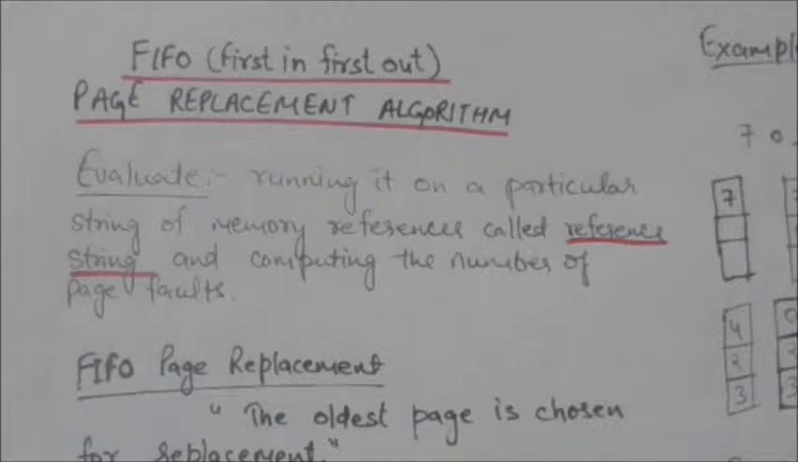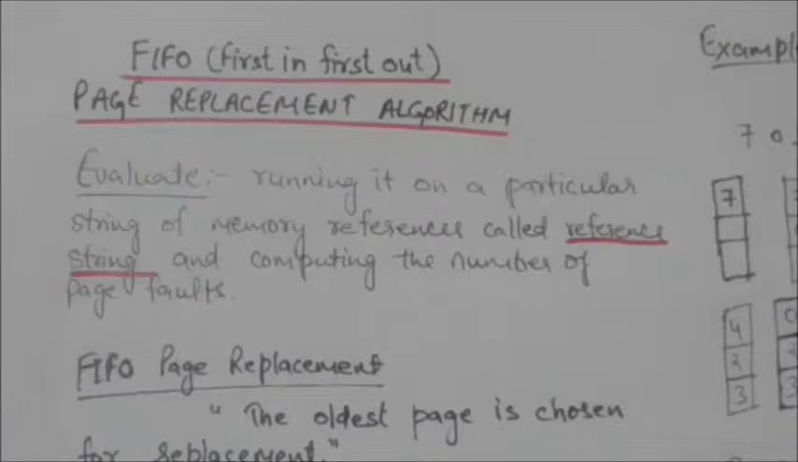Hello friends, welcome back. In the previous tutorial we studied page fault. Whenever there is a reference to a page which is not in main memory, a page fault occurs. And what happens after that? After that the required page is brought into main memory.